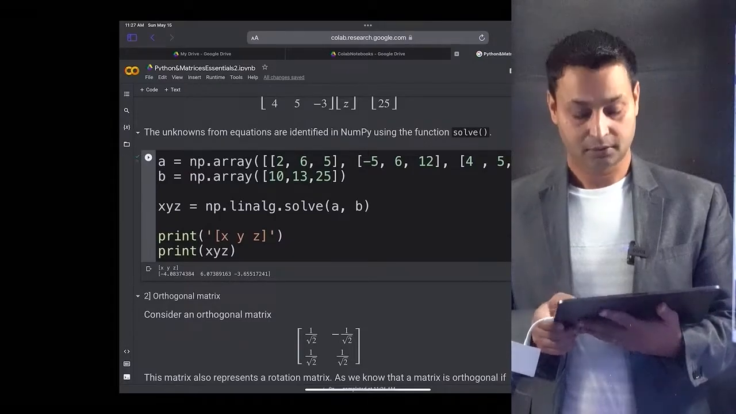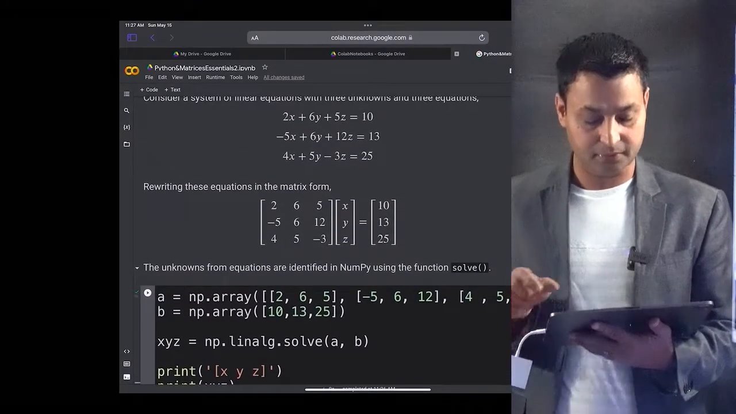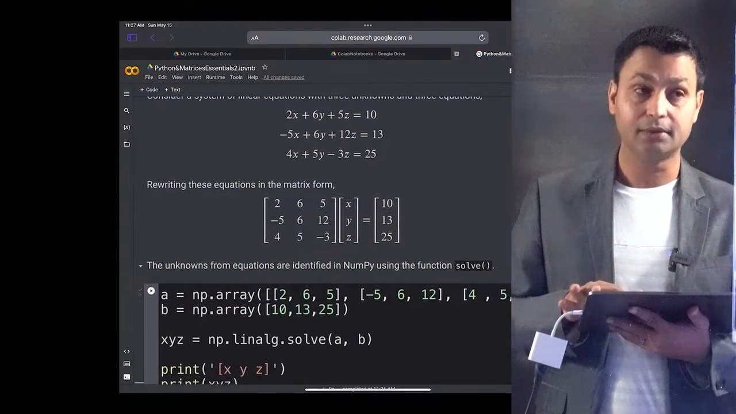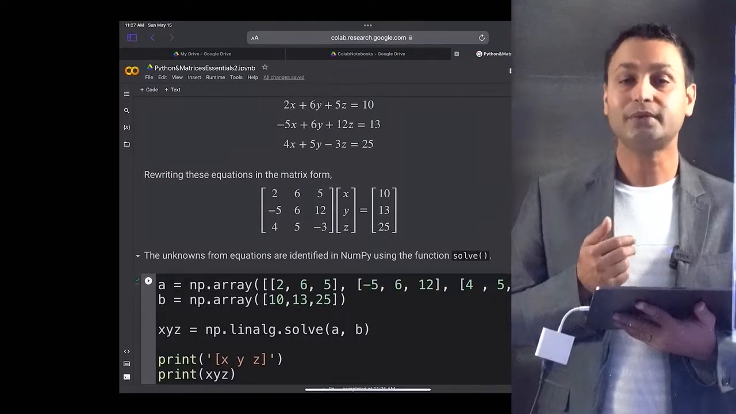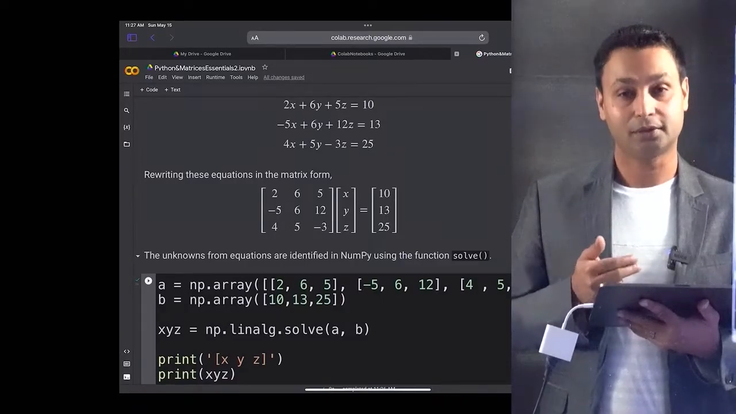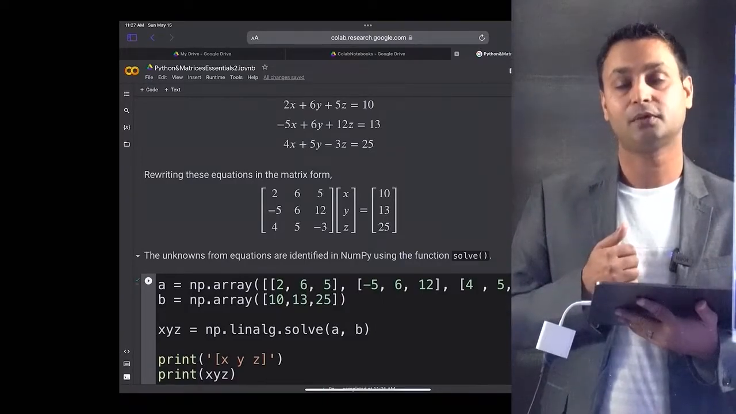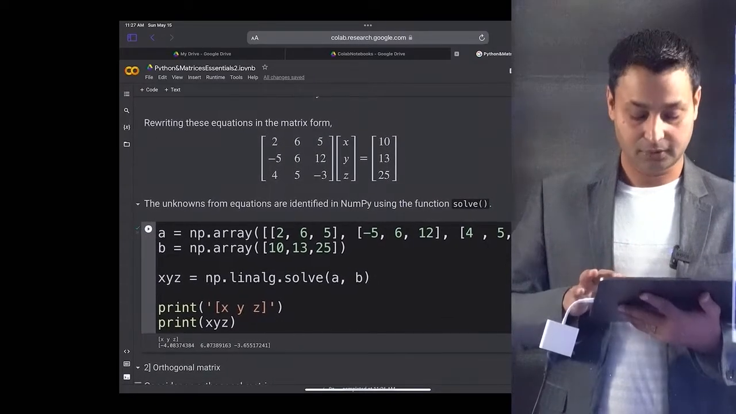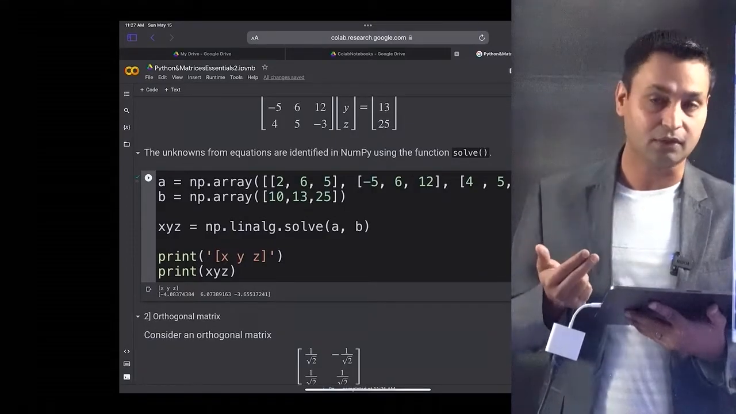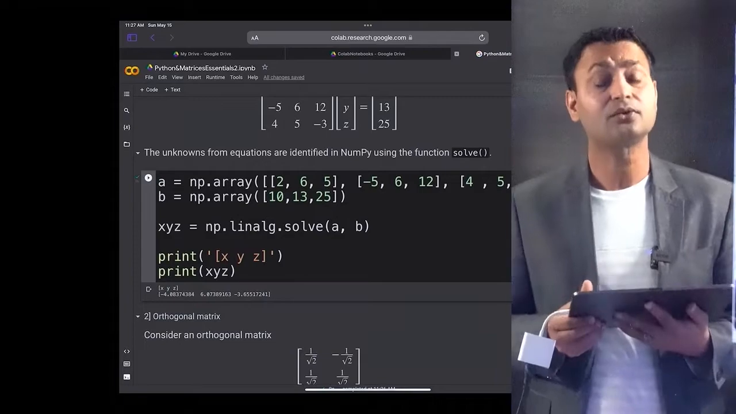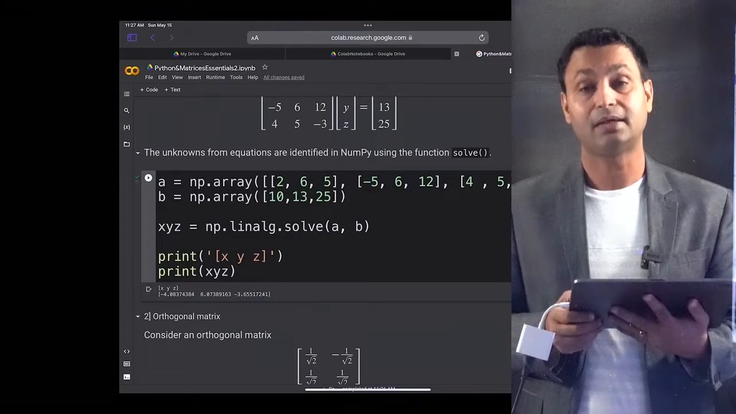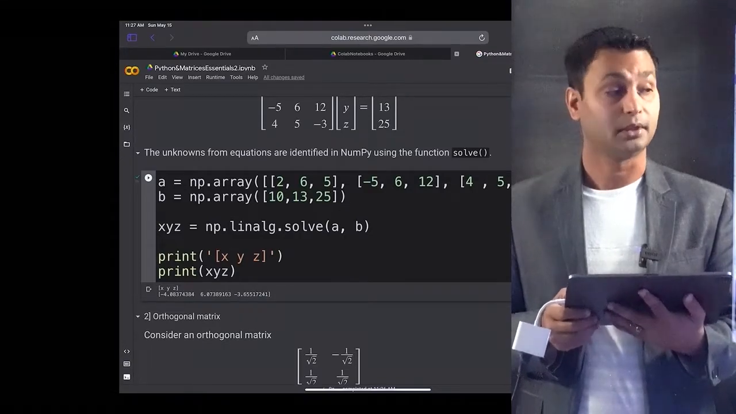The key thing to be mindful of is that from the initial set of equations, you have to convert them into matrix form, and then use that as a representation to define what matrix A is and what vector B is, on the right-hand side of the matrix-vector form. You can define those initially and then call the solve function, and once you call it, Python will solve the equations and give you the values of the variables that satisfy all three equations that you have.